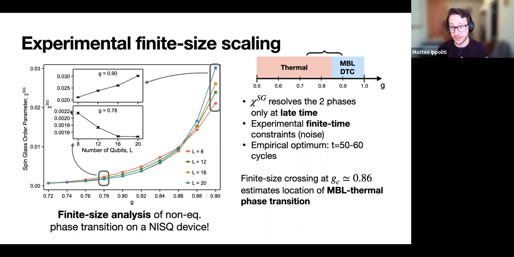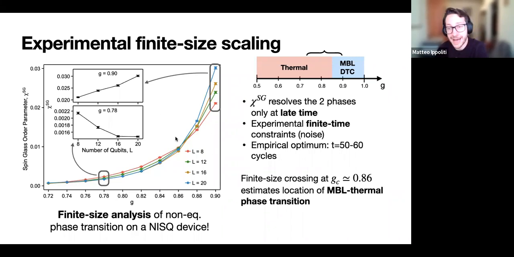So this requires a lot of shots, and it's a demanding measurement, but I think it's very exciting that one can in fact resolve both trends. And this gives you a loose estimate of where this finite size crossover version of this asymptotic phase transition should be, which is consistent with numerical simulations.